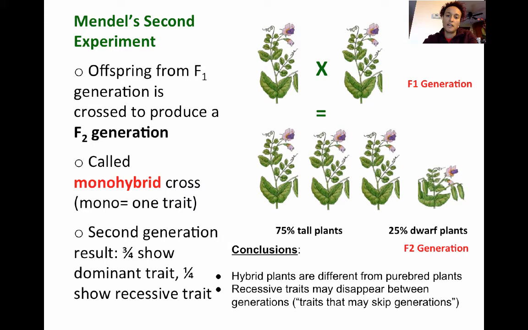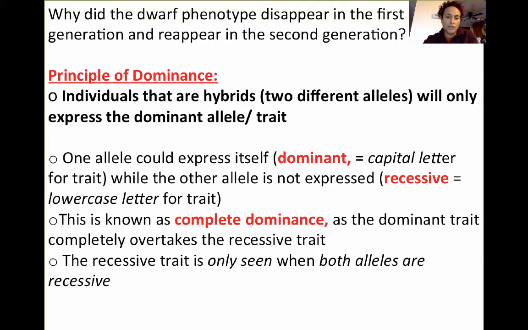Mono meaning one, because we're only looking at one trait here. We're looking at the height of the plant. We have something called the principle of dominance, which states that if you happen to have a hybrid, so someone who has two different alleles, one dominant and one recessive, then only the dominant trait will appear. This is an example of what we call complete dominance, in which the tall allele completely dominates over the recessive allele so that we don't see any recessive allele whatsoever. We only see the tall one or the dominant one.